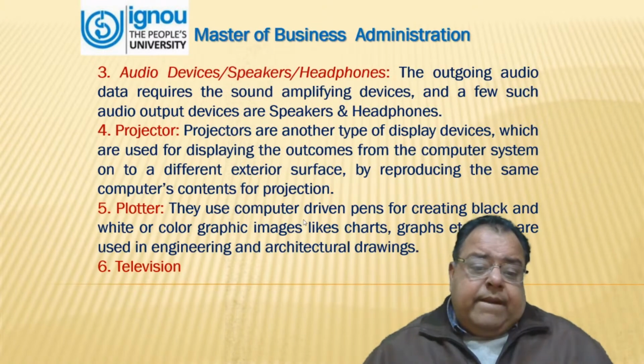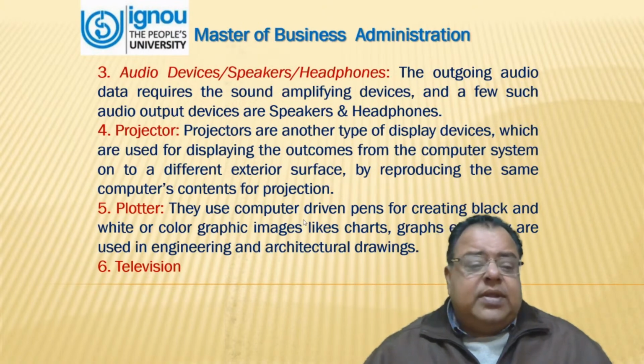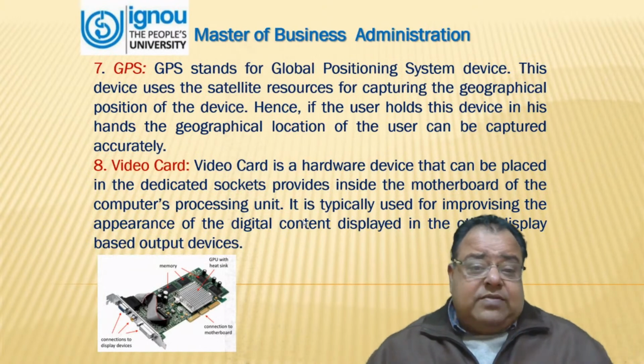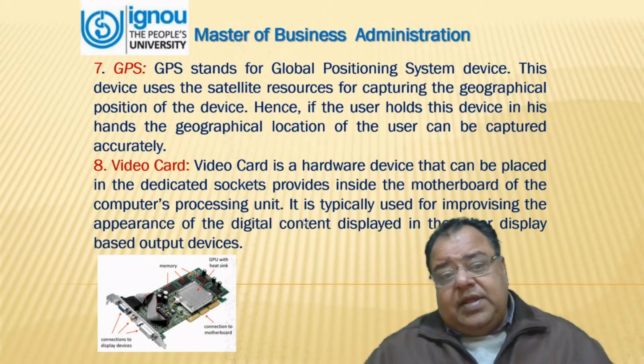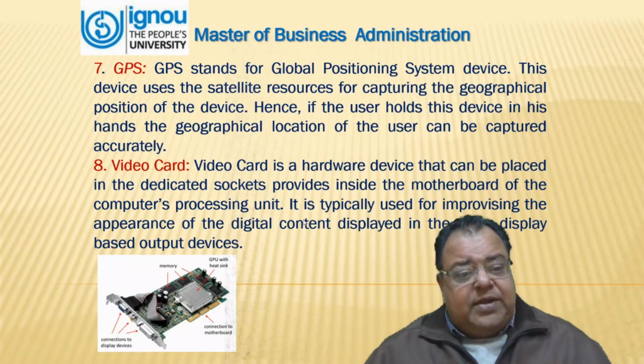Plotters. They use computer-driven pens for creating black and white or color graphic images like charts, graphs, etc. They are used in engineering and architectural drawings. Sixth one is television. Seventh is GPS, which stands for Global Positioning System device. This device uses satellite resources for capturing the geographical position of the device. Hence, if the user holds this device in his hand, the geographic location of the user can be captured accurately.